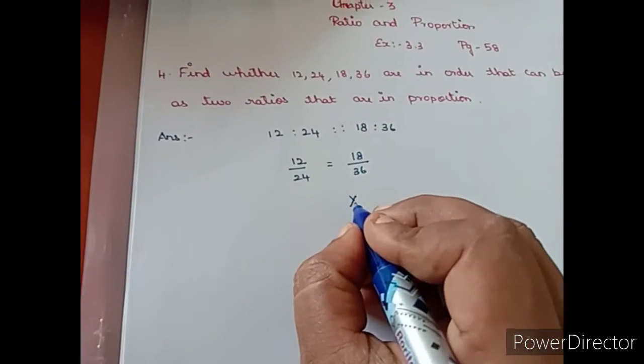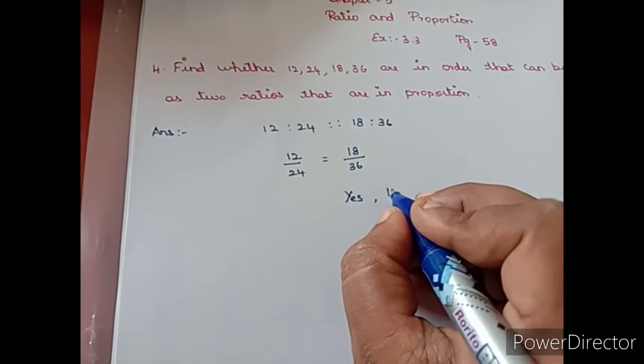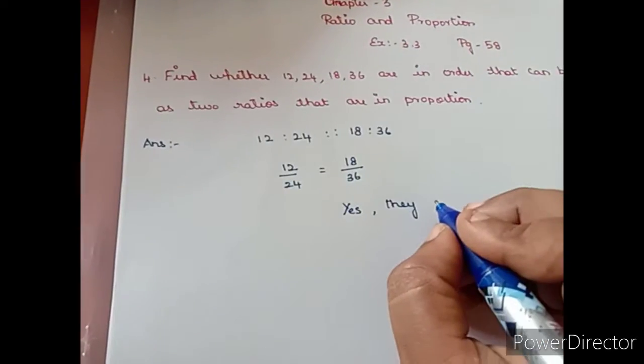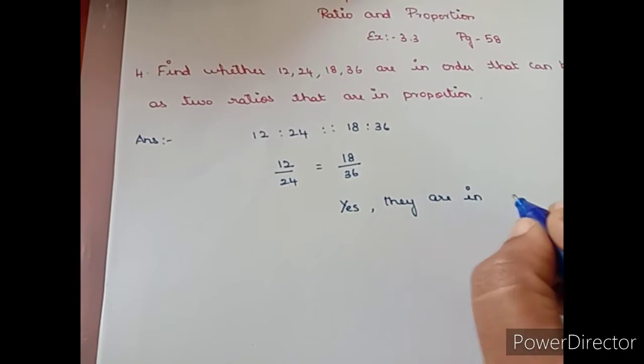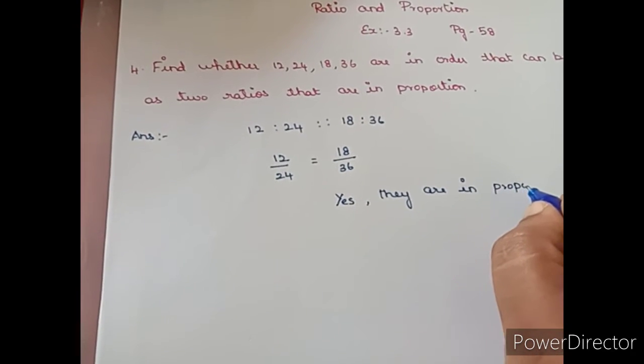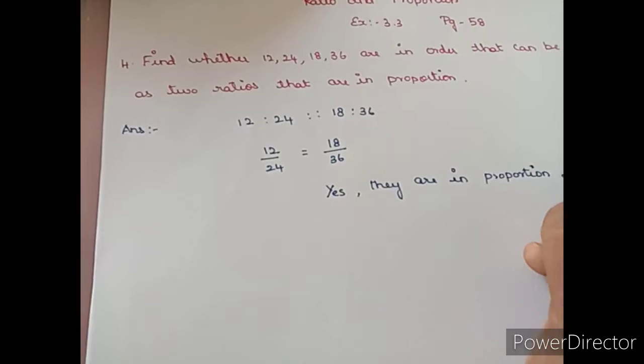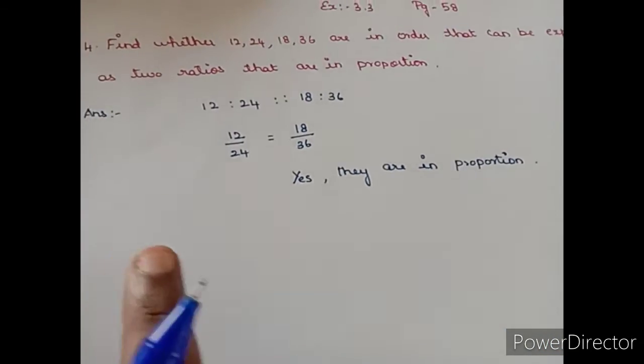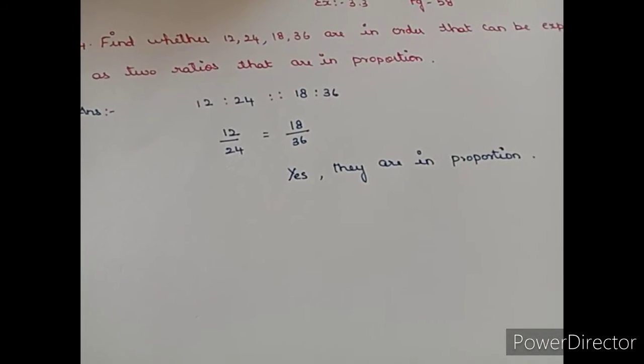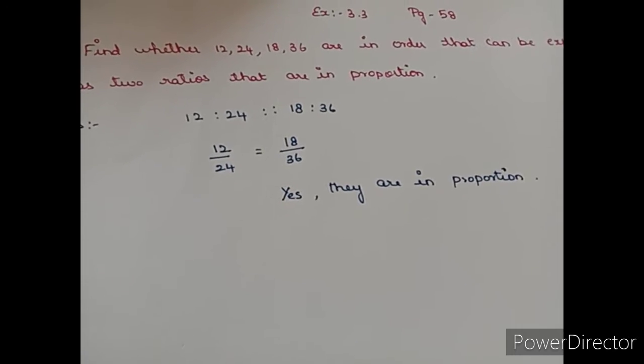So what is the conclusion? Yes, they are in proportion. The simple thing is, you have to find whether they are divisible by the same factor. We'll go with the next sum.